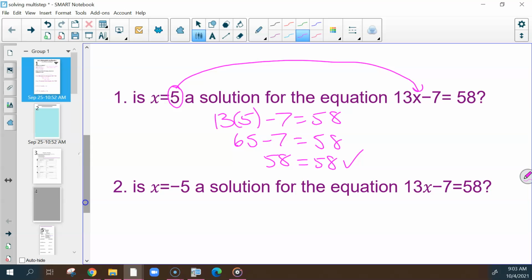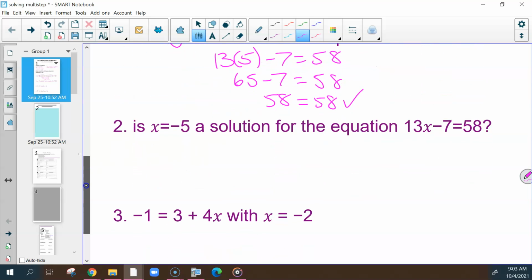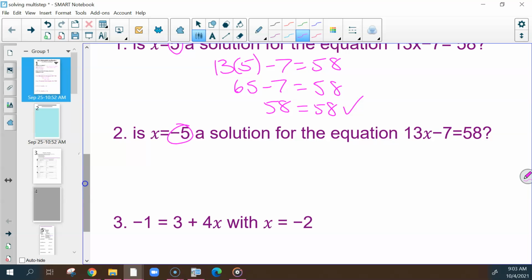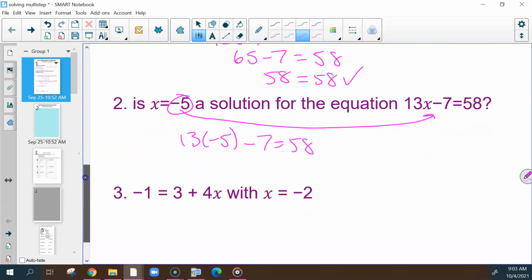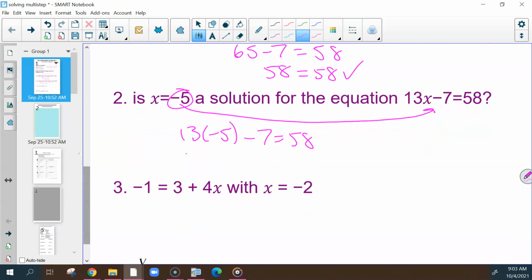Number two, we should already kind of know that this one's not a solution because this is not negative 5, but let's still try it. Now put negative 5 in for x. Now we get negative 65 minus 7. What is negative 65 minus 7? Negative 72. Do these two equal one another? No.